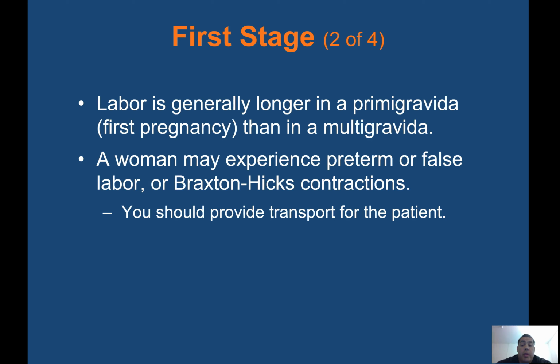Labor is generally longer in a primigravida, first pregnancy, than in a multigravida. A woman may experience preterm or false labor, or Braxton Hicks contractions. You should provide transport for the patient. Remember, you can't differentiate in the field whether they're real contractions or Braxton Hicks contractions. Always transport the patient. Have them get looked at in L&D. Also, patients who have a history of multiple pregnancies or multiple births are going to give birth a lot faster. So be aware of that as well.